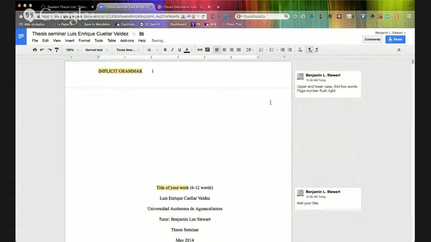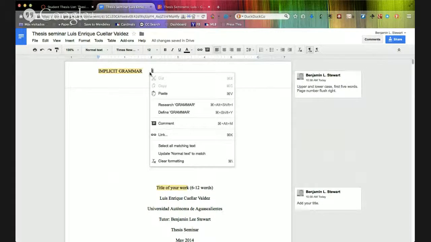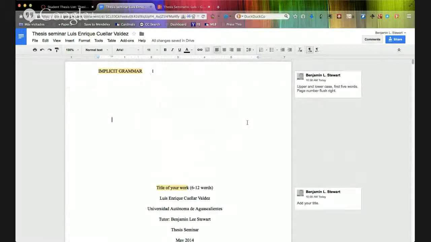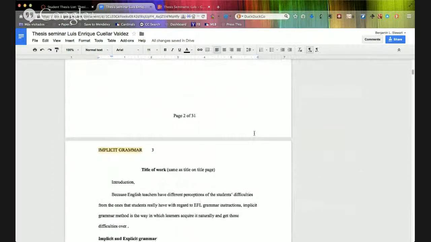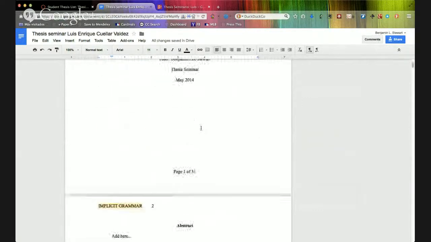So you want to add the first 5 words or so to this header. Page number all the way to the right. So you can just add space, move that over. Or you can bring this all to the right and then add space and this moves to the left. Don't forget your abstract.